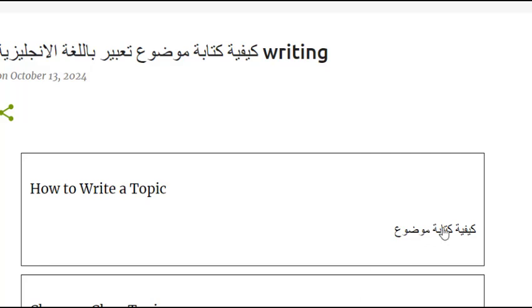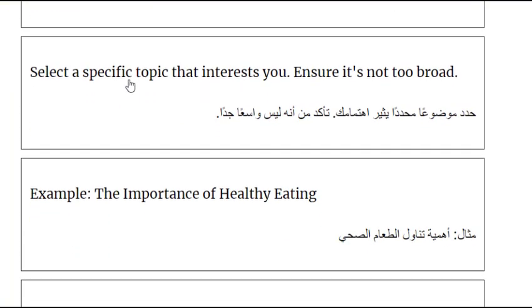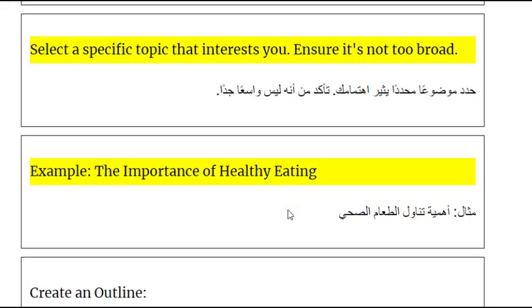كيفية كتابة موضوع تعبير باللغة الإنجليزية؟ How to write a topic. Choose a clear topic. Select a specific topic that interests you. Ensure it's not too broad. Example: the importance of healthy eating.